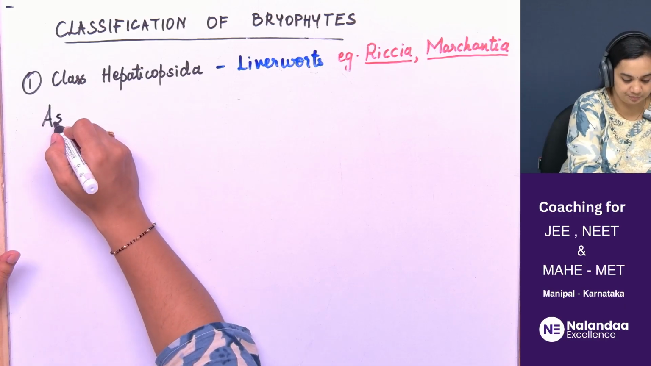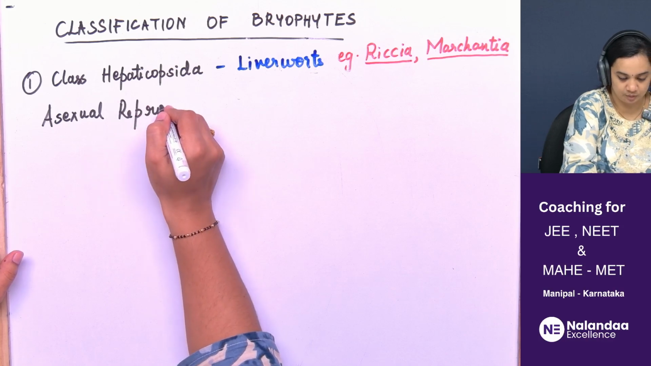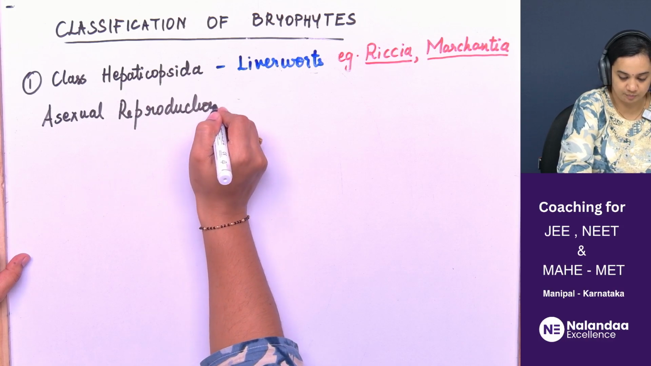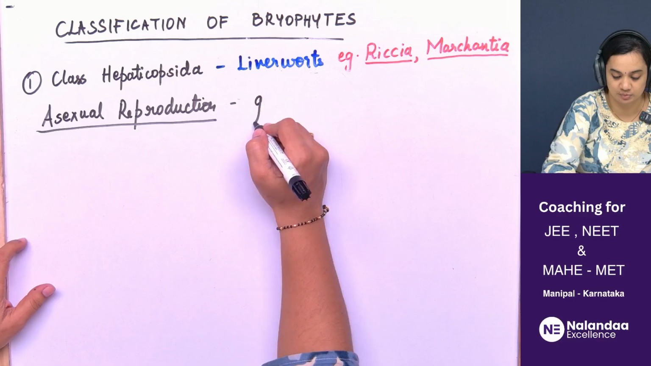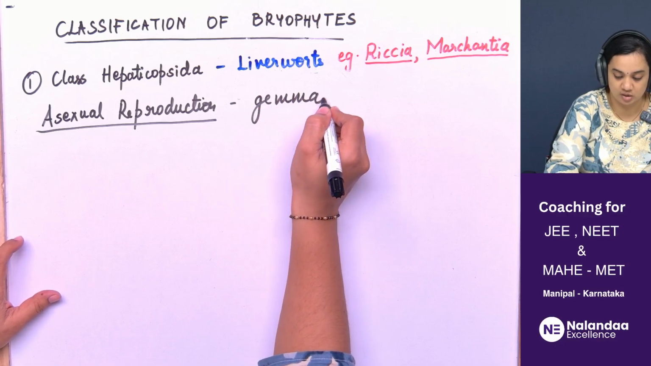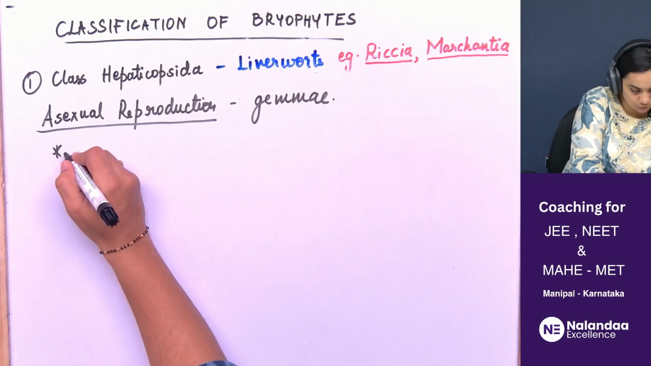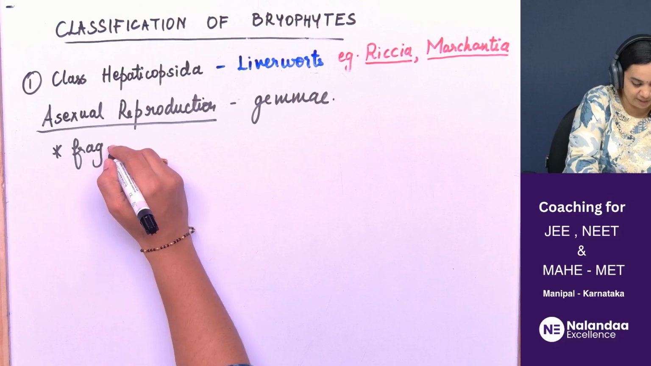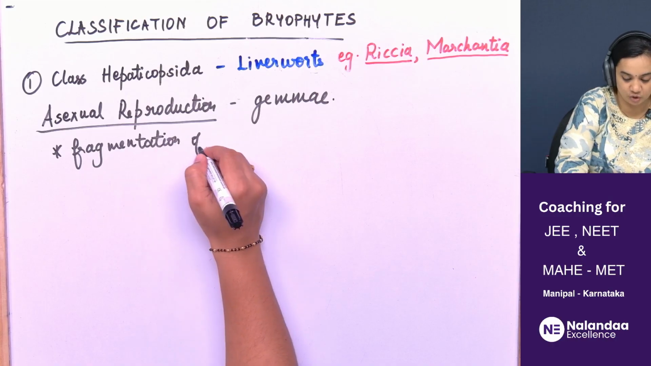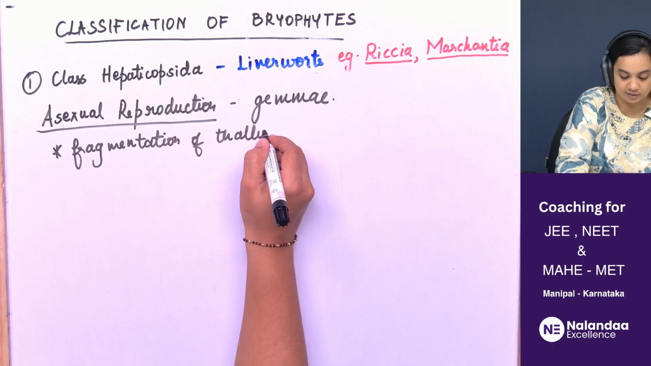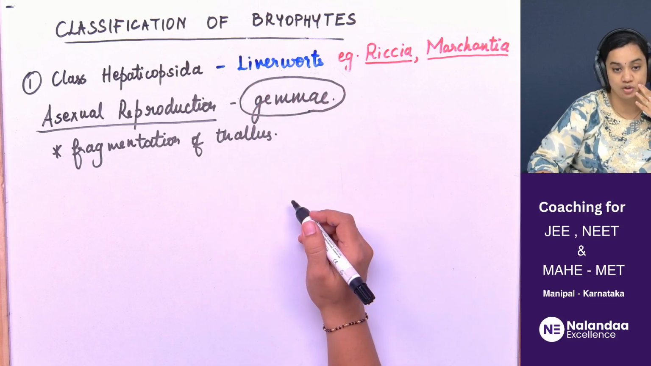We'll now talk about asexual reproduction. In case of liverworts, asexual reproduction happens by means of structures called gemmae. It can also happen by fragmentation of thallus. Fragmentation of thallus is a very common method of asexual reproduction, but there is one specific method called gemmae.